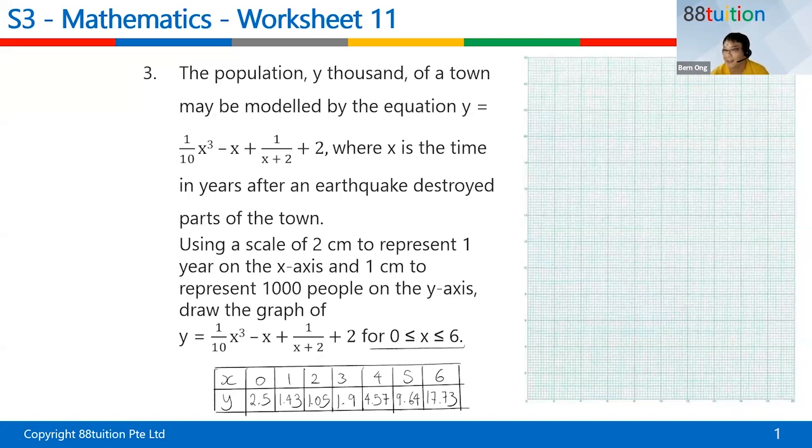Okay, so children, let's continue. As you can see, there's no negative value, so I'm going to push my y-axis all the way to my left here. I'm going to push my x-axis all the way to the bottom.